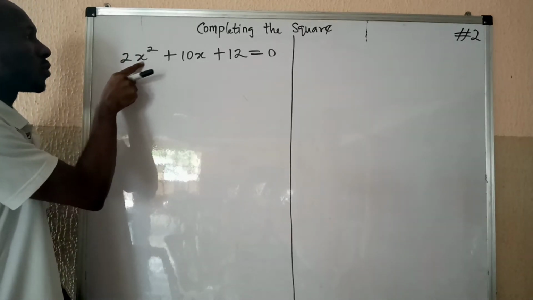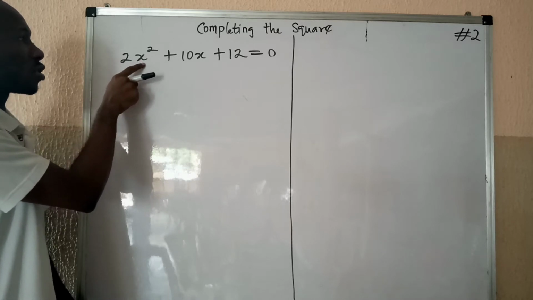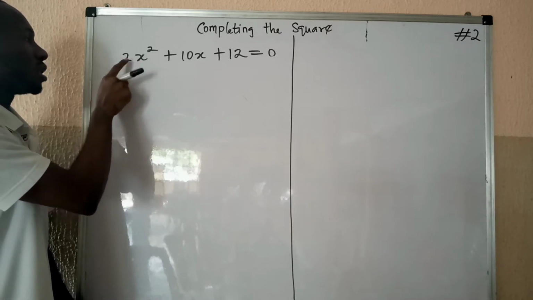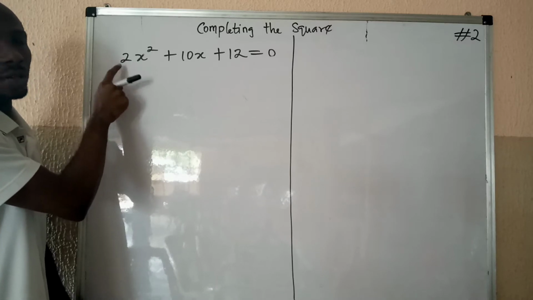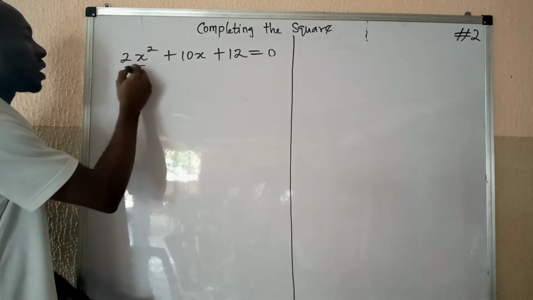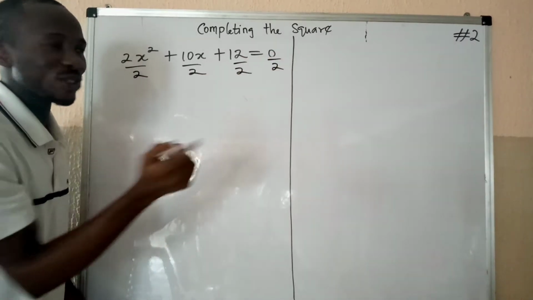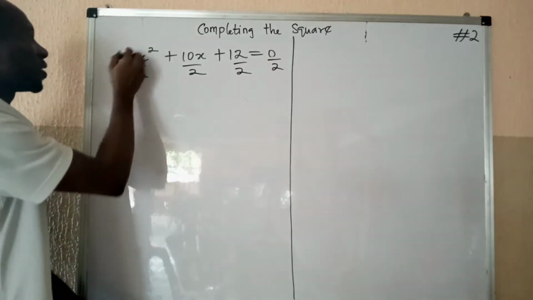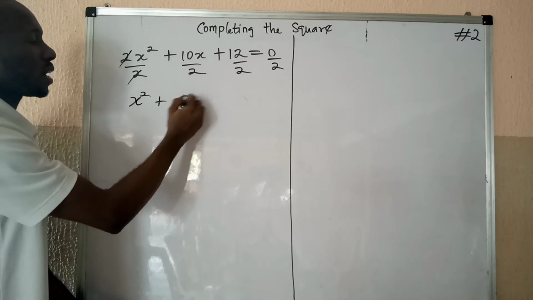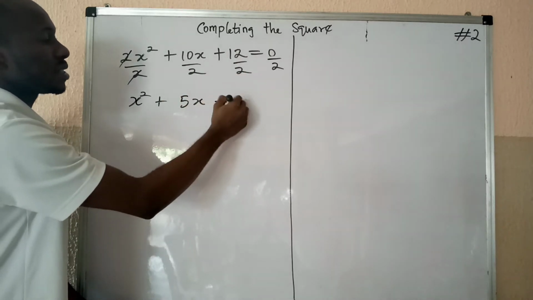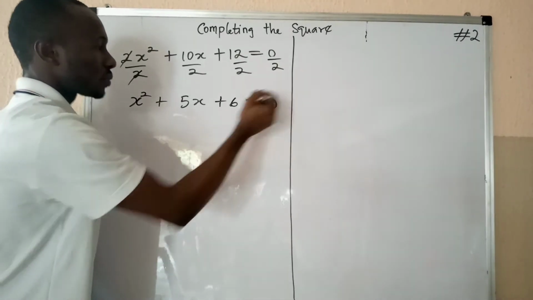If there is a coefficient of x squared that is not 1, you divide both sides by that coefficient. Here, the coefficient of x squared is 2, so we divide both sides by 2 in order to eliminate this coefficient of x squared here. So we divide by 2 all the way across. Don't be afraid to divide 0 by 2, okay? We have x squared plus 10 upon 2 is 5x, 12 upon 2 is 6, equal to 0 upon 2, which is still 0.